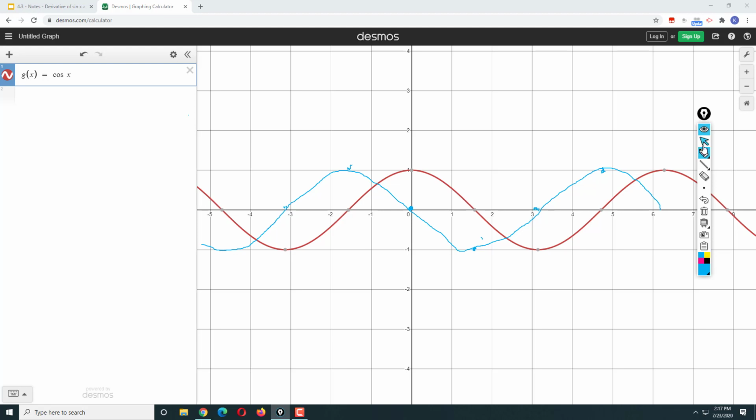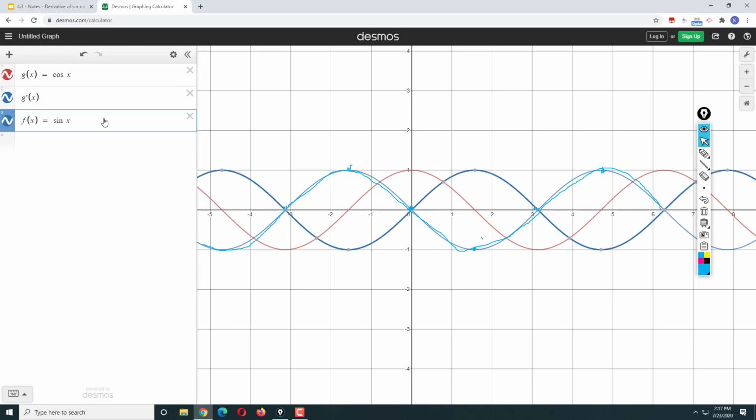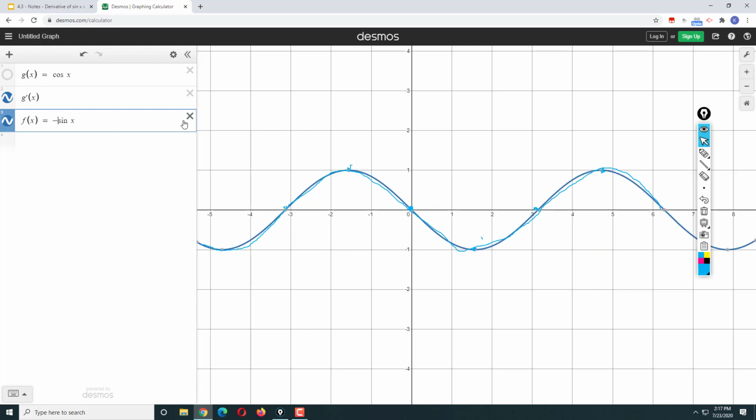So let's say if we're right, is this sine of x? Well, first of all, let's check. g prime of x, in fact, looks like this. Is that sine of x? And the answer is no, it's not sine of x. The derivative of cosine of x is not quite sine of x. Instead, look, they're just inverses of each other. In fact, the derivative of cosine of x is just the negative of sine of x, and now they are the same.